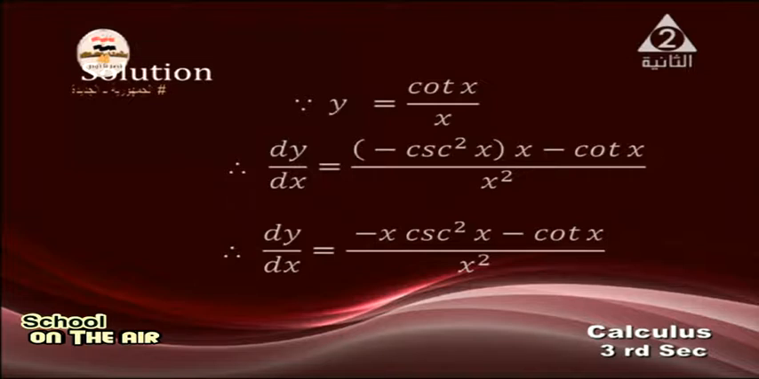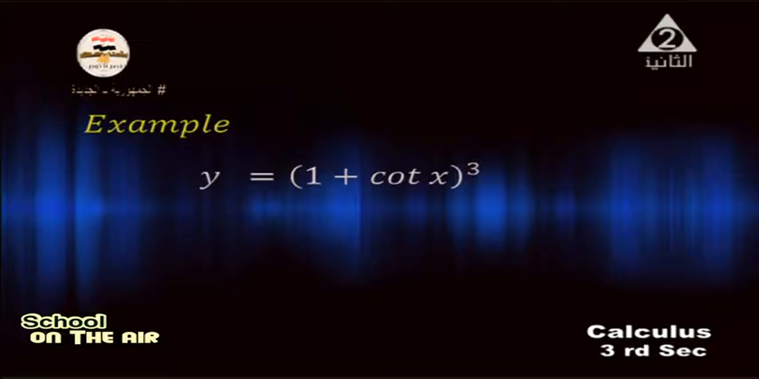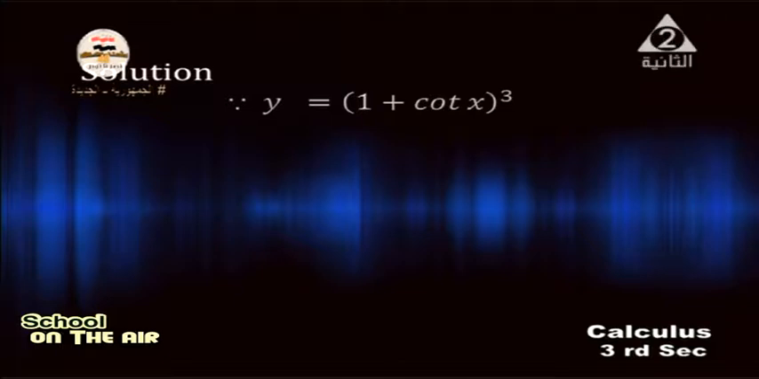Another example. If y equals, between two brackets, 1 plus cotan x all to the power 3, find dy dx. Now we have bracket to the power 3. y equals, between two brackets, 1 plus cotan x all to the power 3.